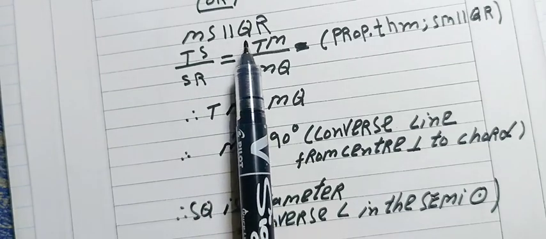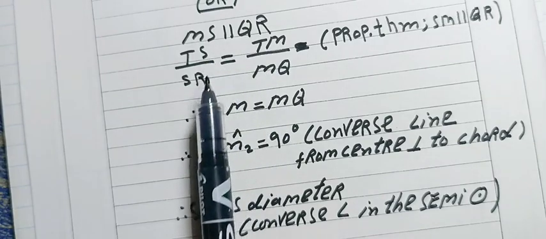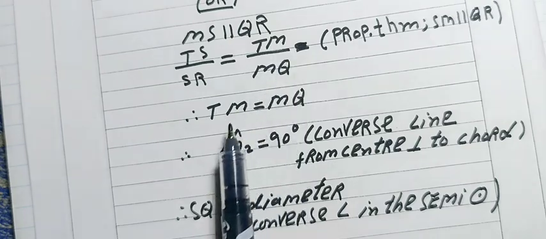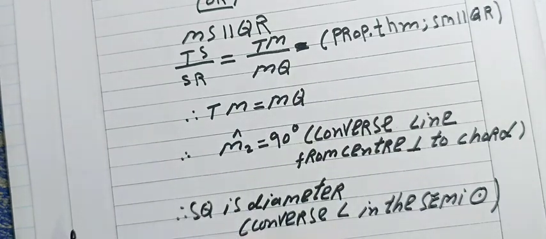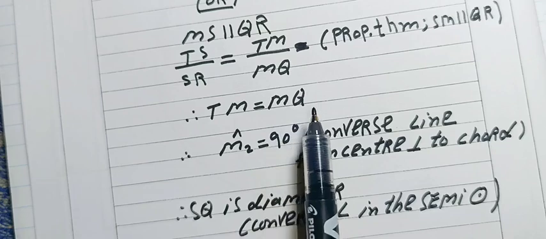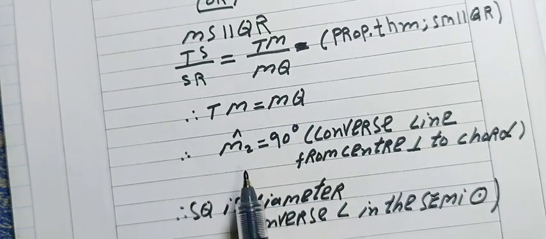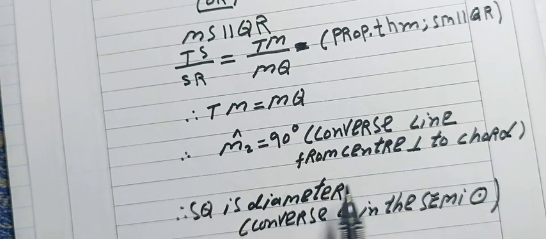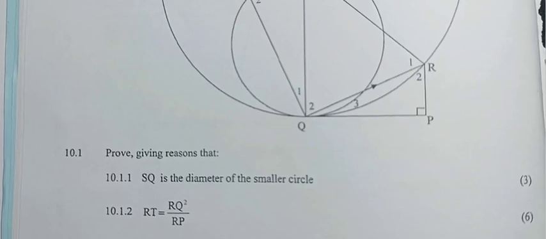MS parallel to QR. That's where TS over SR is equal to TM over MQ, the proportion theorem I explained to you earlier already. SM parallel to QR, therefore TM is equal to MQ, I already explained to you. And angle M2 becomes 90 degrees, converse line from center perpendicular to chord, and then SQ is the diameter. Why? Because converse angle in the semicircle. This is the calculation.